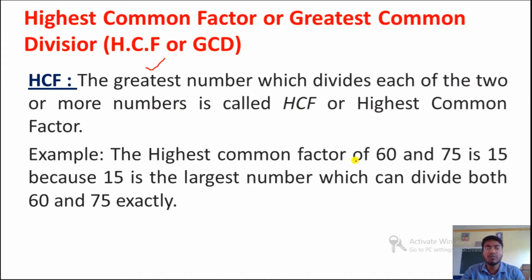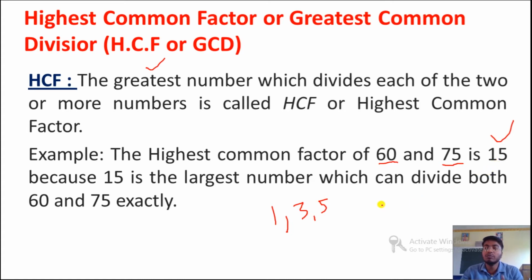Example, the highest common factor of 60 and 75. So here we have two numbers 60 and 75 and the HCF is 15. Why? Because 15 is the largest number, or we can say greatest number, which can divide both 60 and 75 exactly. Even 1, 3, 5 can divide 60 and 75, but these are smaller factors, and 15 is the greatest factor. Understood? That's why 15 is HCF.